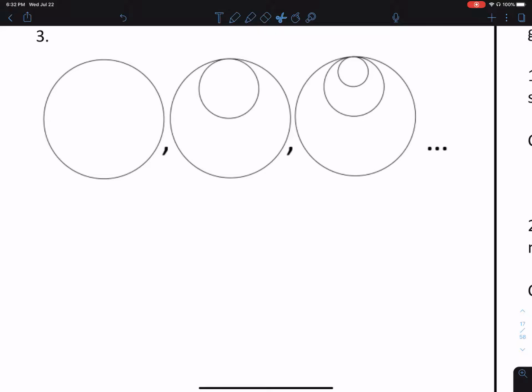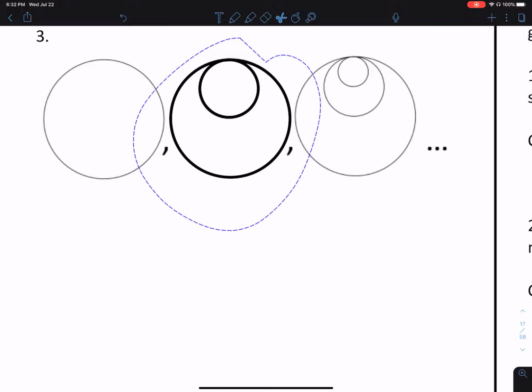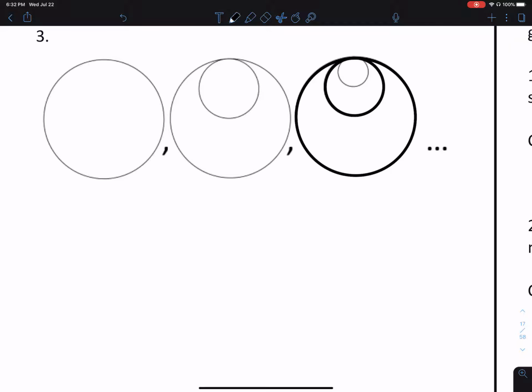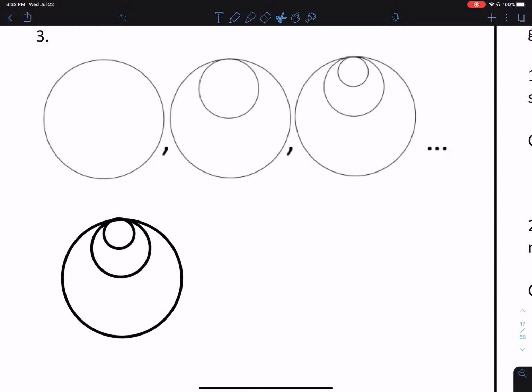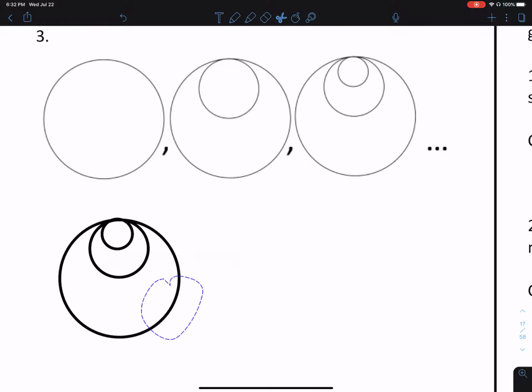Number 3. So the first shape is a circle, and it looks like the next shape is the same circle, but then inside it at the top is a circle that's half the diameter of the previous one. And it looks like the next shape is those two circles plus another circle that's half the diameter of the smaller circle. So it seems reasonable to me that this next shape is going to be 4 circles. And the next circle is going to be half the size of the previous circle.